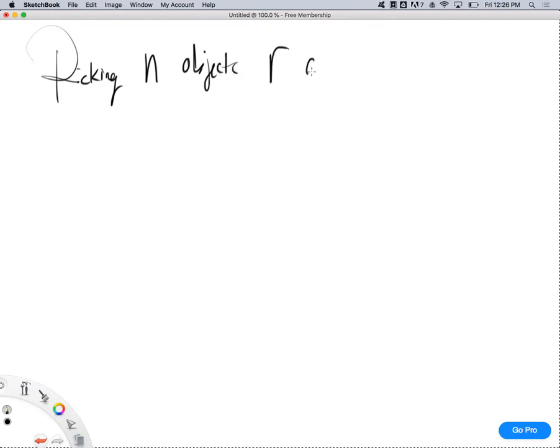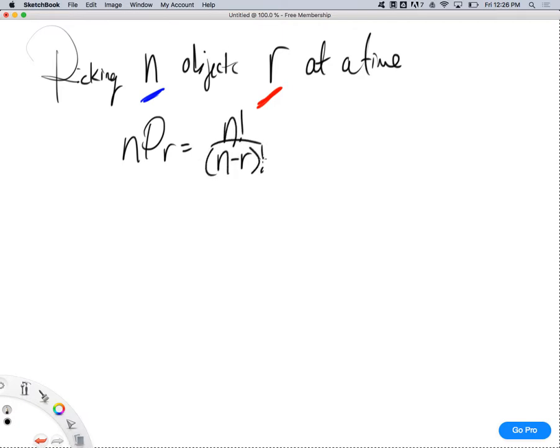Now, this is the most common type of permutation problem, when you're picking from n objects r at a time. Generally speaking, I've written n in blue and r in red. So n objects r at a time, then we get nPr equals n factorial over n minus r factorial.